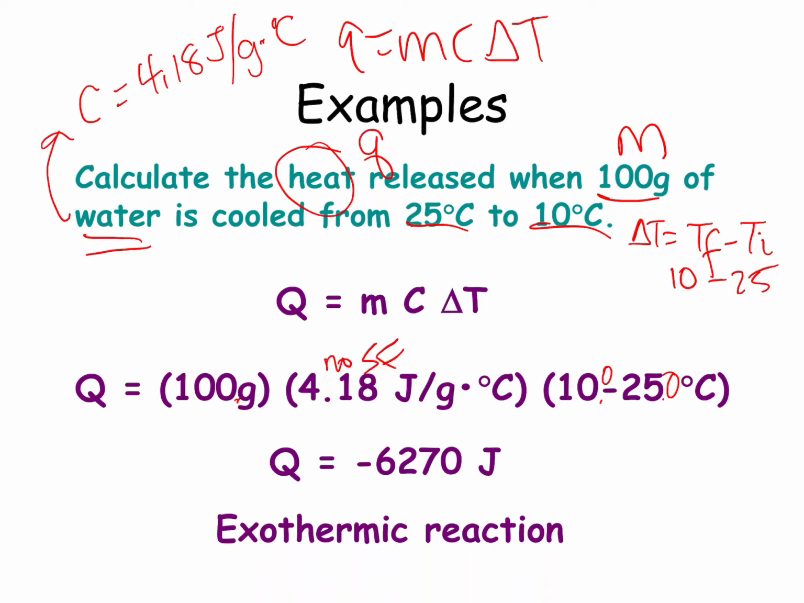So a negative value means it's exothermic. Another way to tell if you did it right is to look: heat is released. That word was mentioned. Our temperature went down. So the math should back up the word problem and vice versa. And you just multiply those three things together.